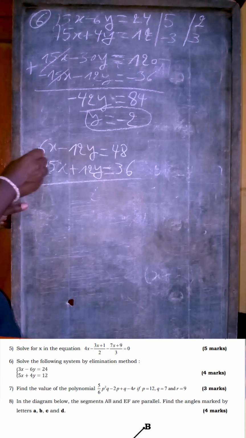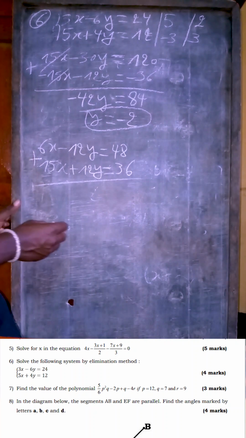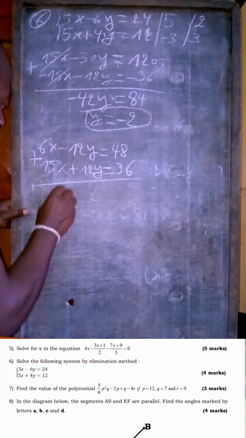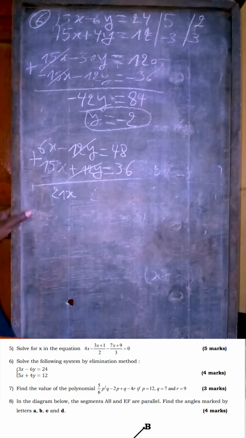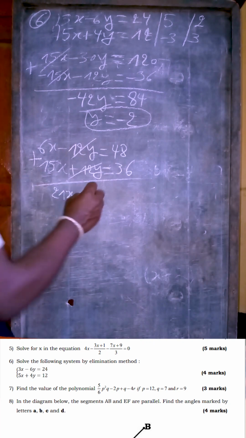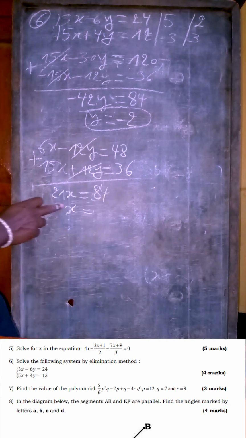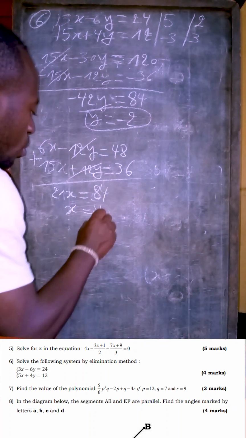By using the addition sign, we have 6x plus 15x is equal to 21x, and we have to remove this. It is equal to 36 plus 48. We are going to do 36 plus 48. Let us check. 36 plus 48 will be 84. And then x is equal to 84 over 21. 84 over 21 is equal to 4.